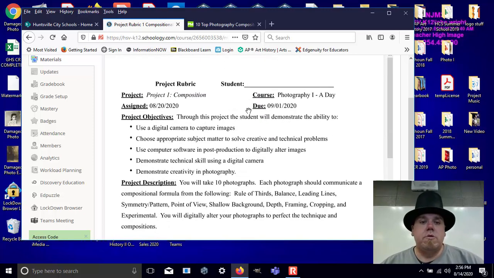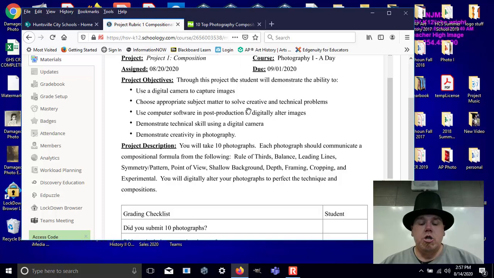So now we're going to talk about the project itself. You're going to take 10 total photographs, one for each of the compositional formulas that you'll find in the article that I'm going to link to you. They're listed here in the order that you'll find them in the article. So the article explains what they are, and I'm going to talk just briefly about what they are, but you're going to take your version of that.